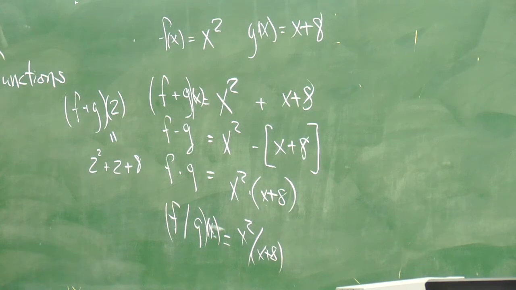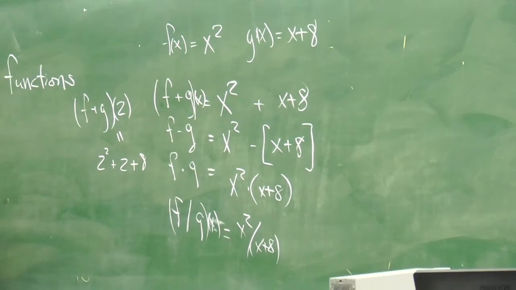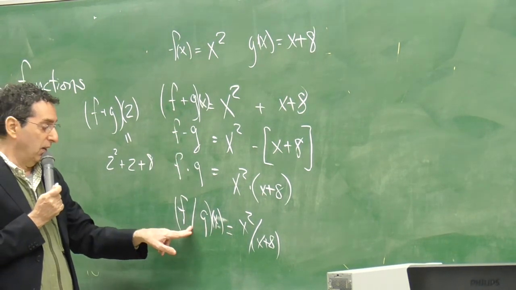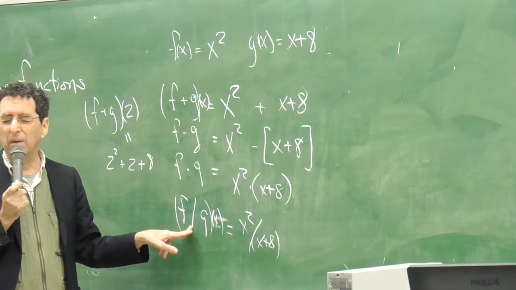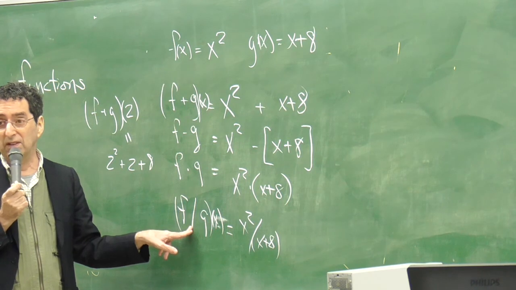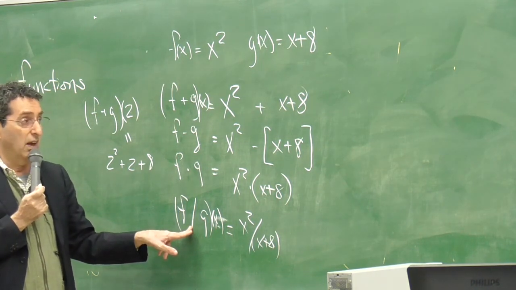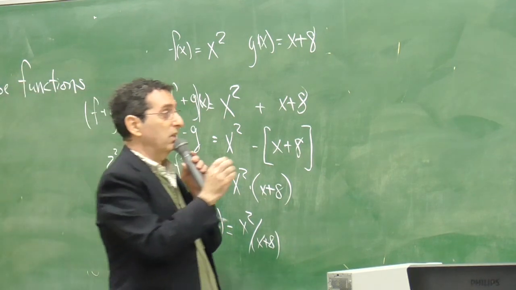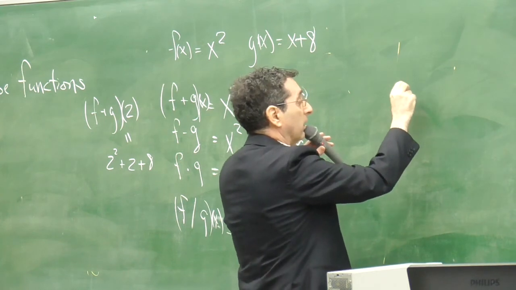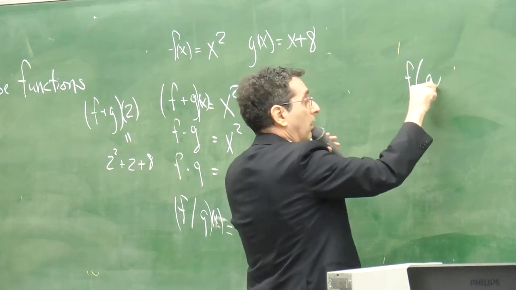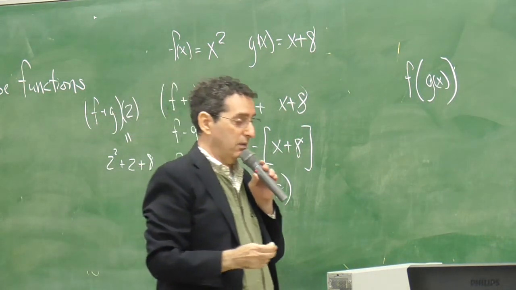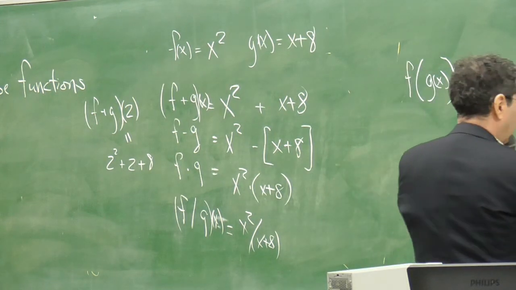Now, these are called operations: addition, subtraction, multiplication, and division. There's one other, and these are operations on functions. Usually there are operations on numbers, but here they are operations on functions. And there's one other operation on functions, and that is this. So what does that mean? Let's just make sure that is clear.